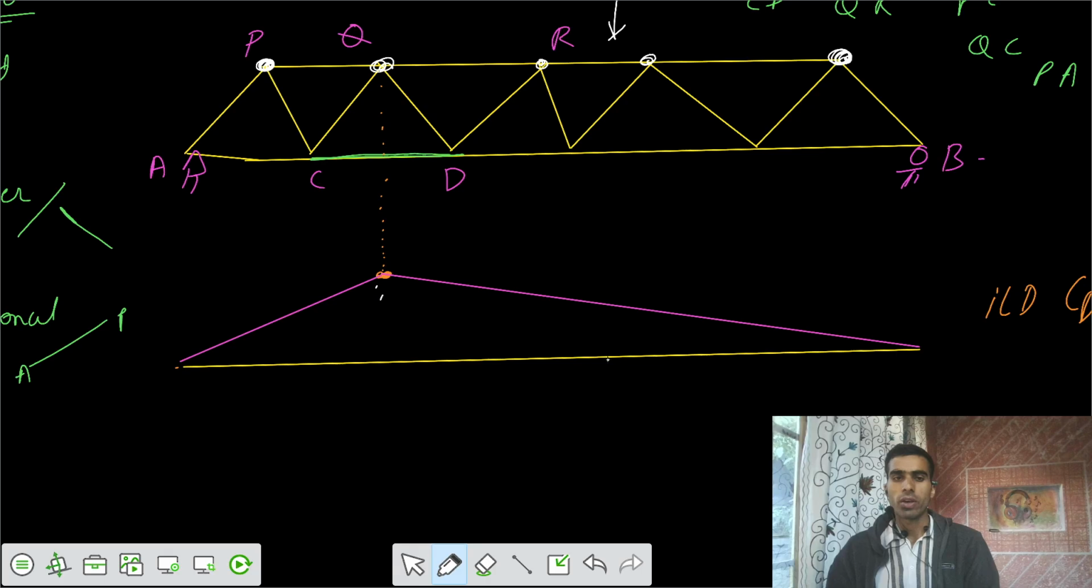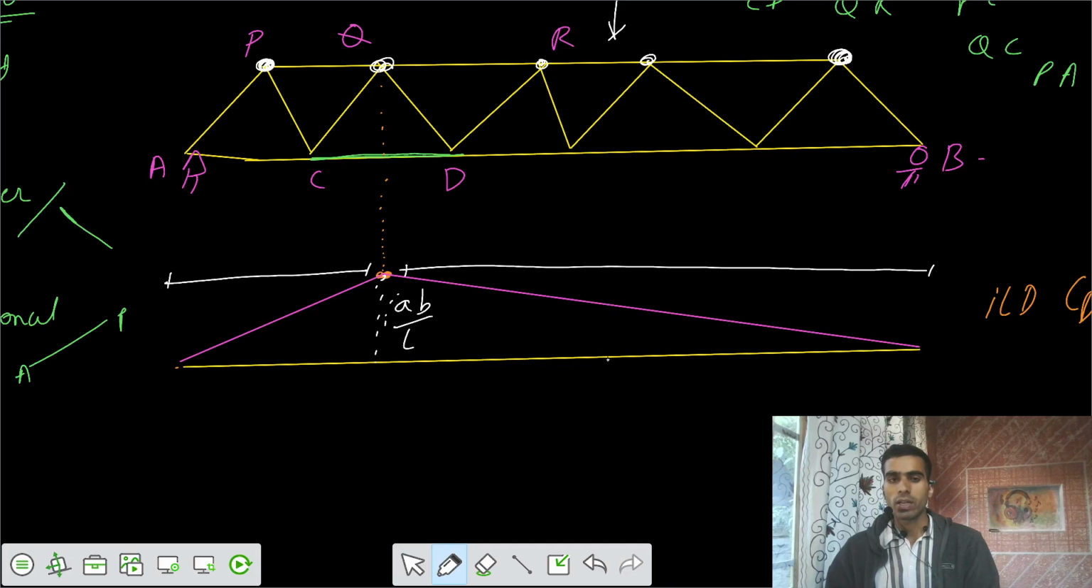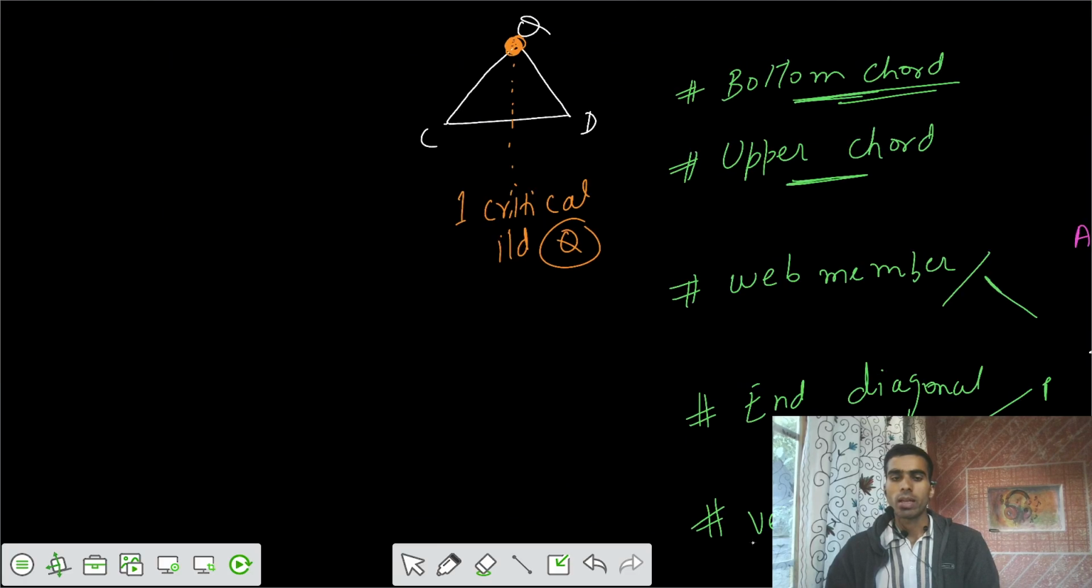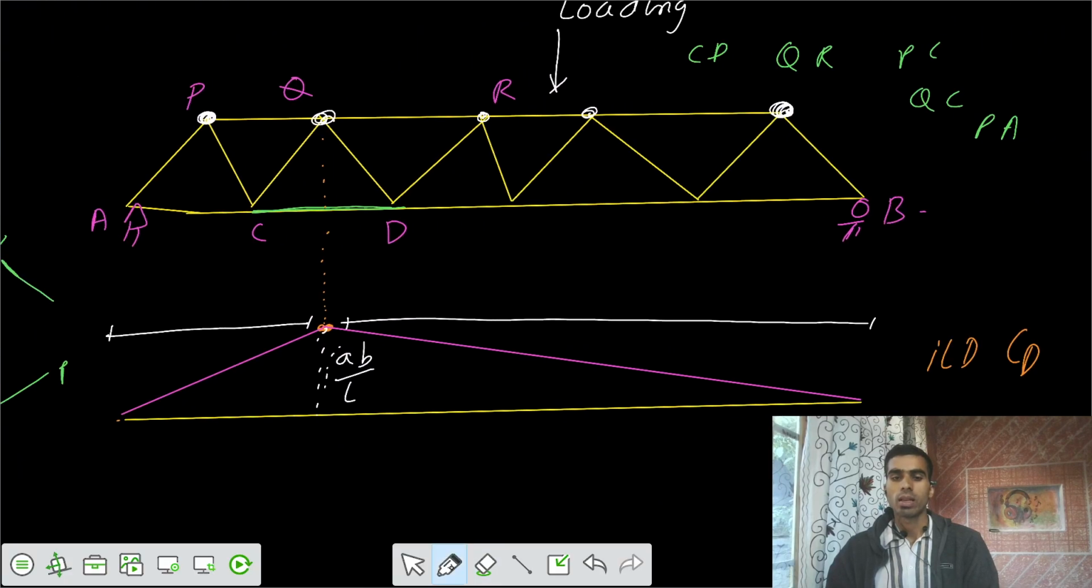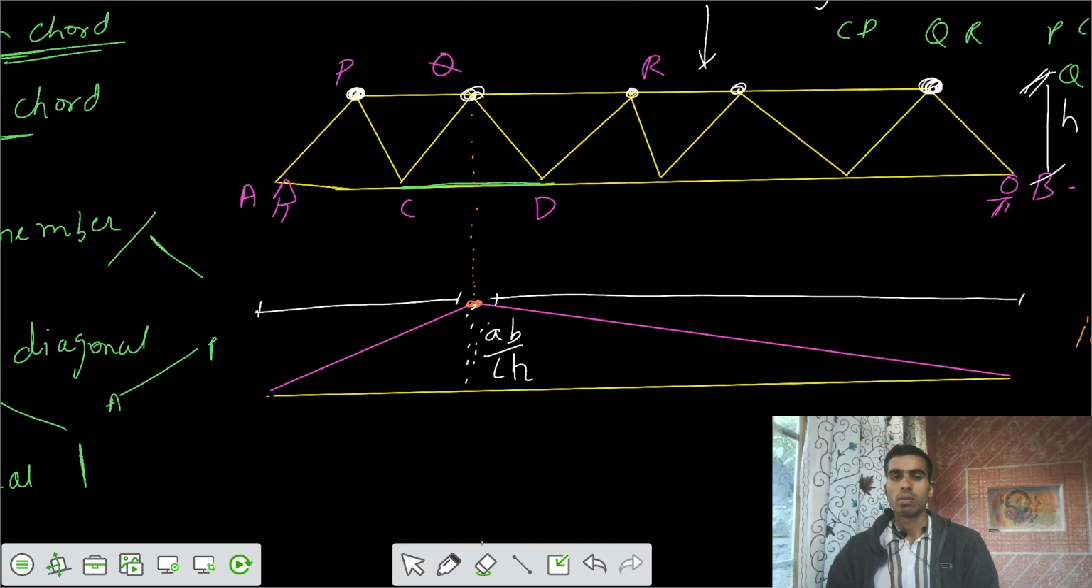Finally, the ordinate here is equal to AB by L. Actually, if you have the bending moment diagram for a simply supported beam, and you want the bending moment at any section C, the ordinate here is AB by L. But we are talking about the force in the member, so you have to divide by the height h. So the ordinate is AB by L divided by h.